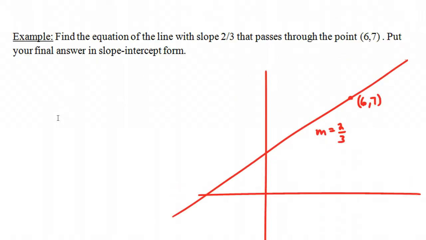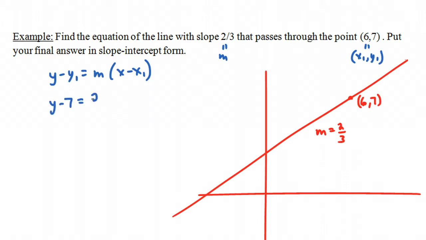Find the equation of the line that has slope 2/3 and that passes through the point (6, 7). So I've drawn this line here that goes through the point (6, 7), and it has a slope of 2/3. Okay, now our formula says that y minus y1 is equal to m times (x minus x1). So we're going to let our m be 2/3, and this (6, 7) is not (x, y), it's (x1, y1). So we're going to plug in the 6 for x1 and the 7 for y1. So we have y minus 7 is equal to 2/3 times (x minus 6).